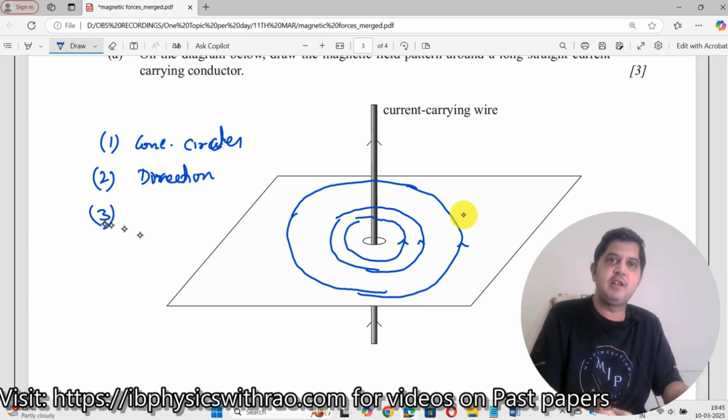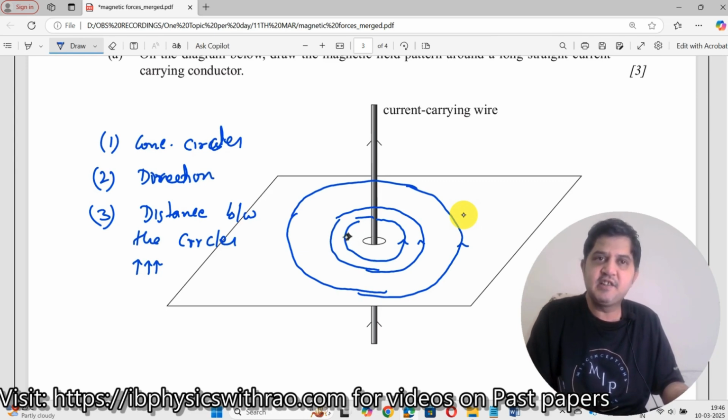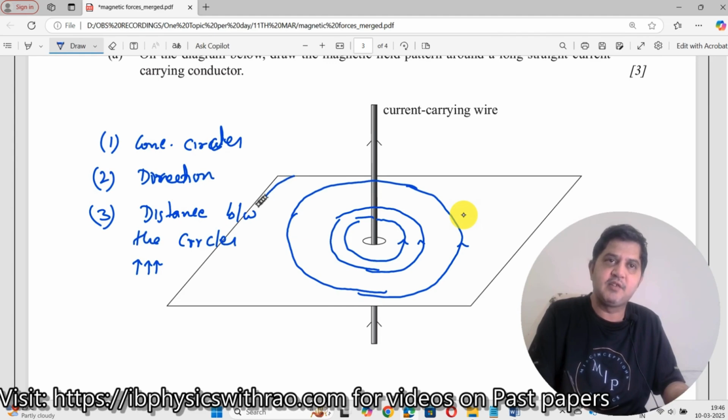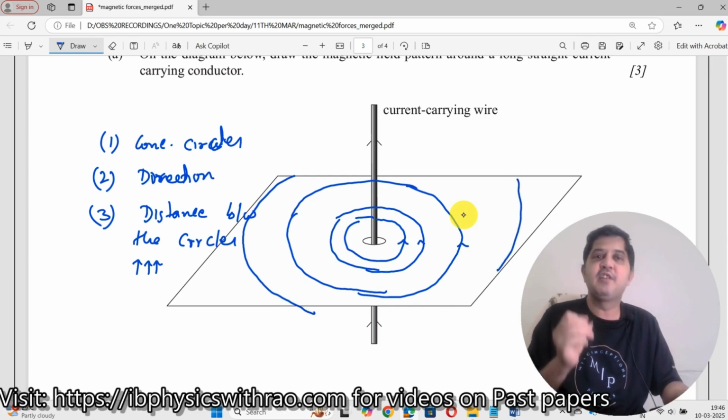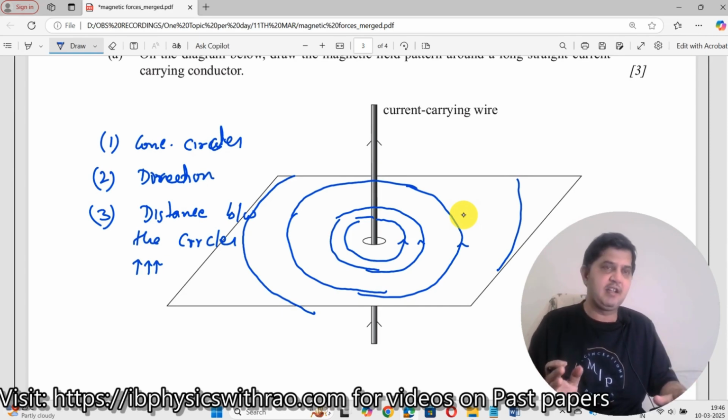And the third one is that the distance between the circles increases. Here it is smaller, then here it is a bit larger. If you want, I can put one more circle here as well. So the distance will increase. That means when you move away from the current carrying conductor, the magnetic field starts reducing.